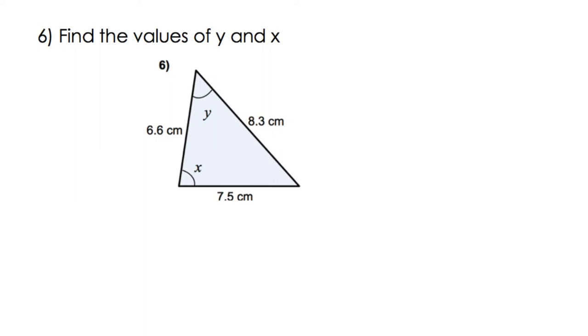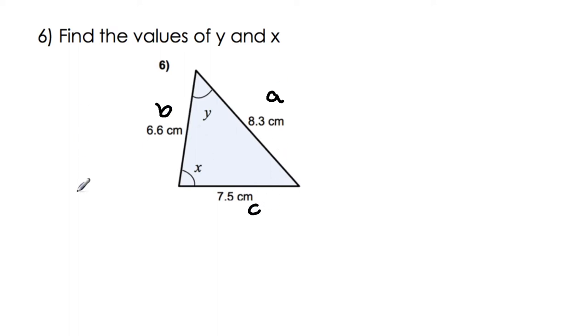Question 6. Find the values of y and x. So the first thing we need to do when we need to calculate the angle of a non-right angle triangle is to label the sides A, B and C. Side A is always opposite the angle that we need to calculate. The other two sides can either be B or C, it doesn't matter. Okay, so I'm going to label it. So I want to find this particular angle. Therefore, this side is A, and this side's B, and this side's C.